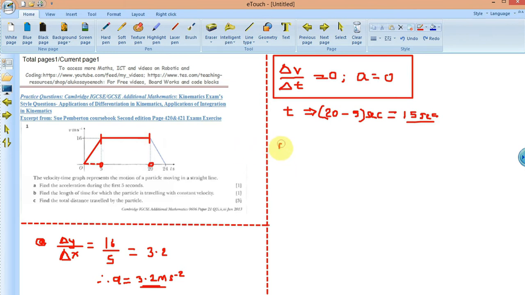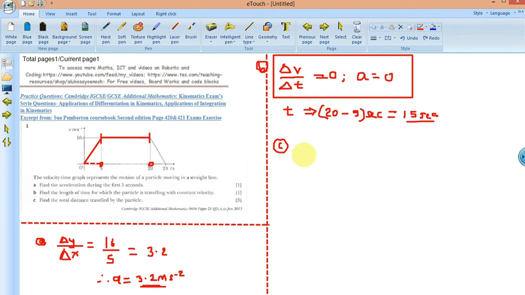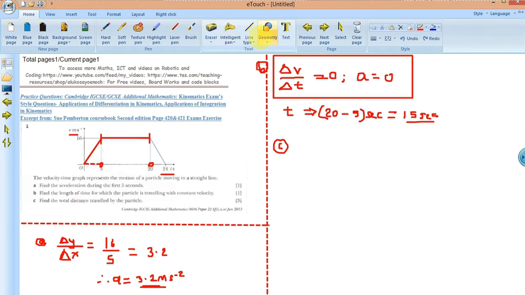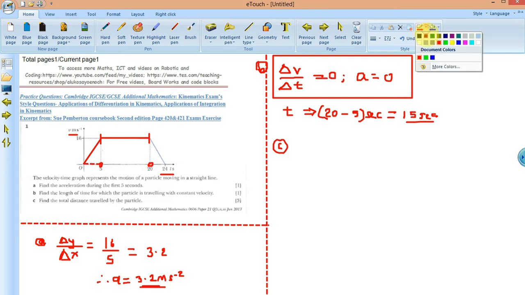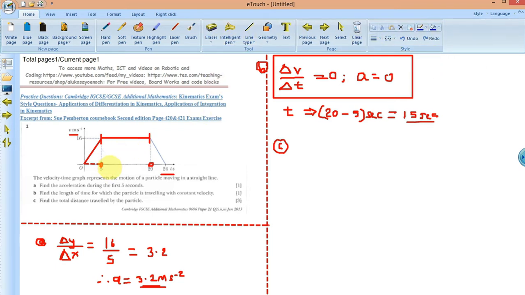So question C now. And this is the solution to B. This is the solution to A. Okay, question C. Find the total distance traveled by the particle. So this is a velocity time graph. So area under the velocity time graph gives the total distance traveled. So I'll change the color to blue. Sorry about that. So here now we're going to consider the total area. Area under the graph gives us the distance traveled altogether by the particle.